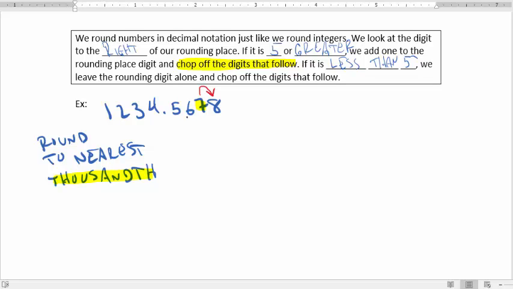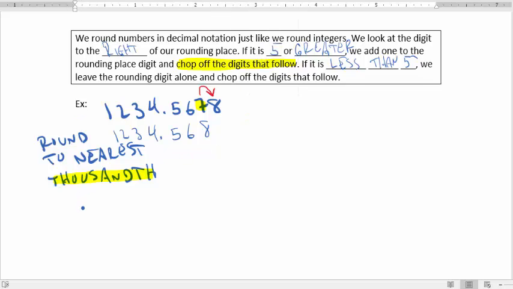So what you would do is this 7 would become an 8. I wouldn't write a 0 there, right? And I have to write everything before it, right? So it's 1,234 and 568 thousandths, right? That's how I would say that number, 1,234 and 568 thousandths. All right, so that's how you would round that to the nearest thousandth.